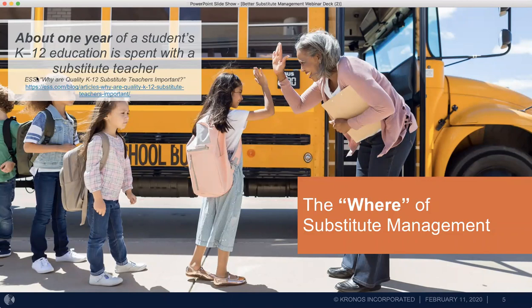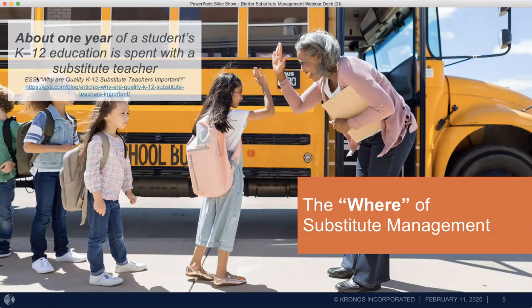I know of some schools that might have a physical sign-in or sign-out sheet when substitutes and other people arrive in the building, and then sign out when they leave. What are some of the challenges of handling it that way, and why is that not a sufficient way to handle knowing who's in the building at any given time?